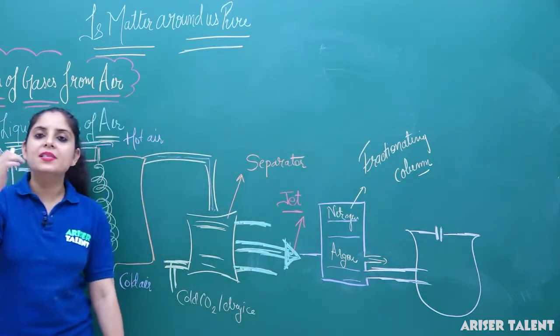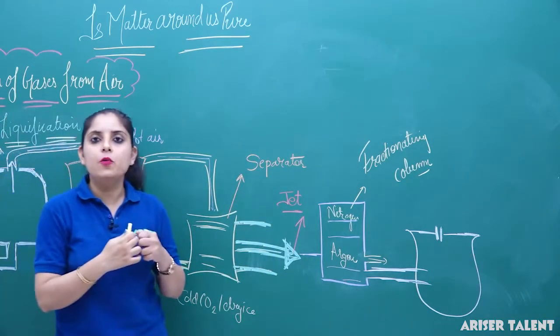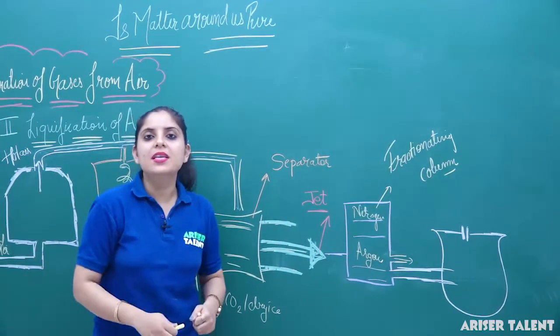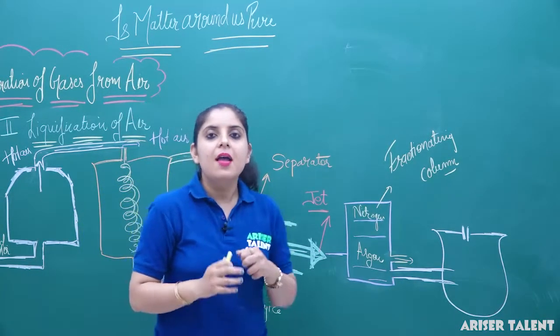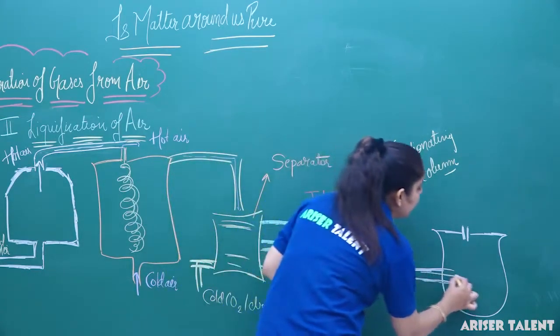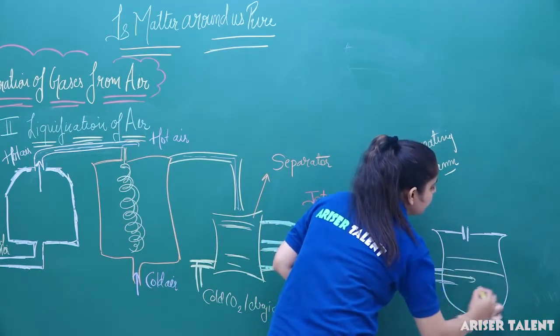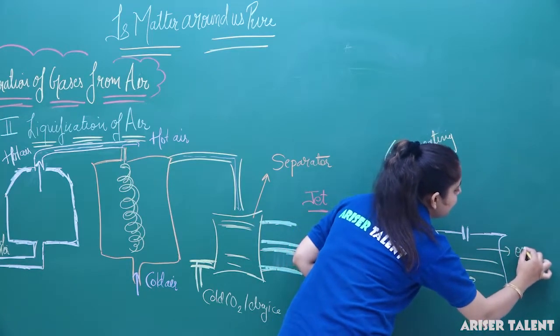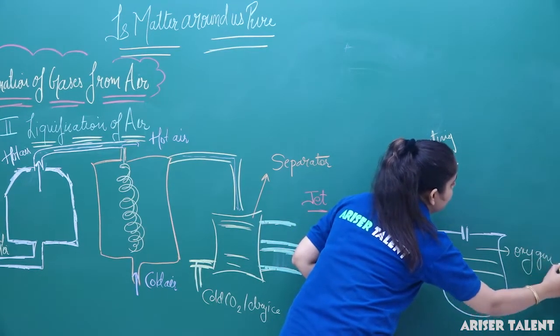And if you compress the gases more and more times by lowering the temperature here, you will get the oxygen here, and oxygen gas is separated separately from this chamber. So, you will get the oxygen in this chamber. So, you can easily separate oxygen from here.